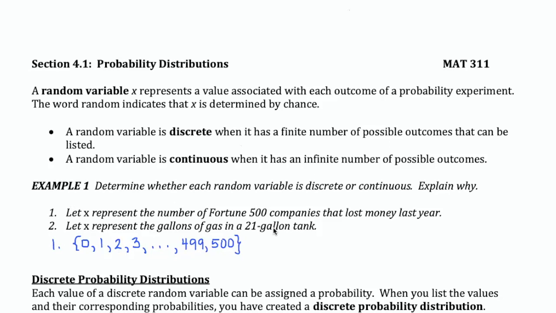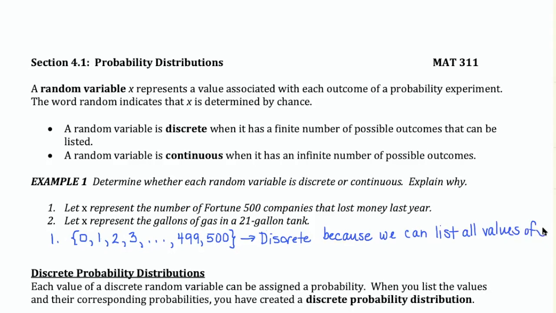So I was able to make a list, and there's a finite number, meaning it doesn't go on and on forever. I can count up how many objects are in this set. So therefore, this is a discrete variable. In number 2, it says let X represent the gallons of gas in a 21-gallon gas tank.